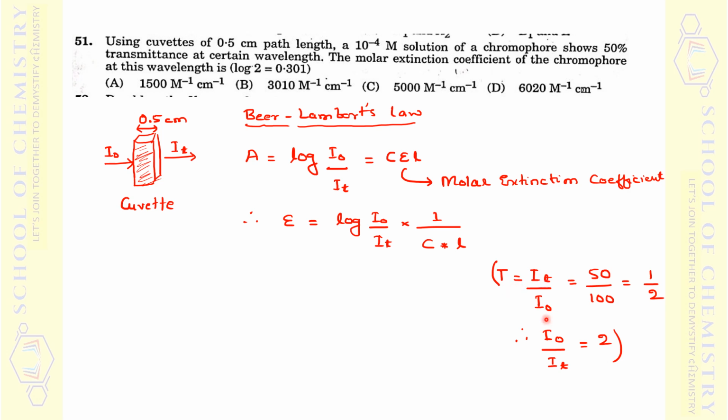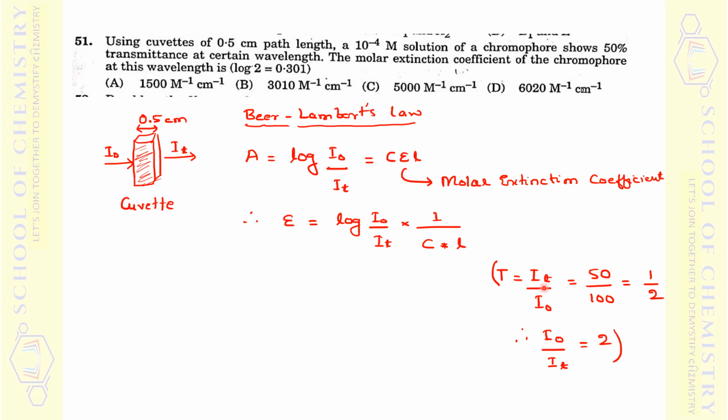Remember, very important thing here, you may go wrong. Transmittance is not a logarithmic quantity, it is straight away IT upon I naught. Whereas absorbance is a logarithmic quantity, it is log of I naught upon IT. Again here you should not confuse the I naught and IT. If you write absorbance as log of IT upon I naught, you may go wrong. When it comes to absorbance, it is log of I naught upon IT, whereas transmittance, no logarithm, straight away it is IT upon I naught.